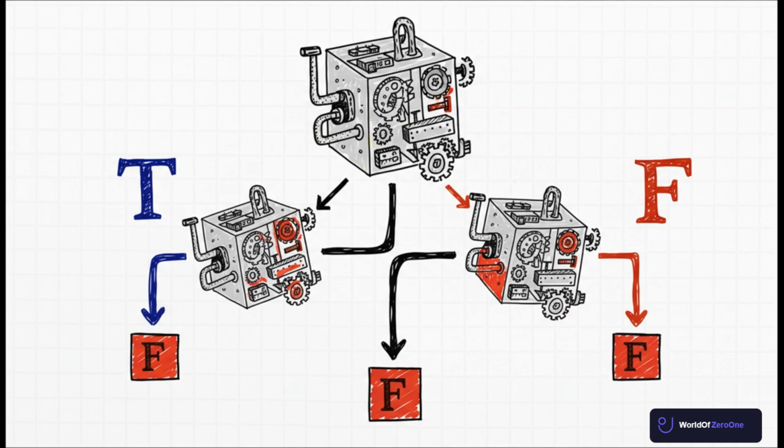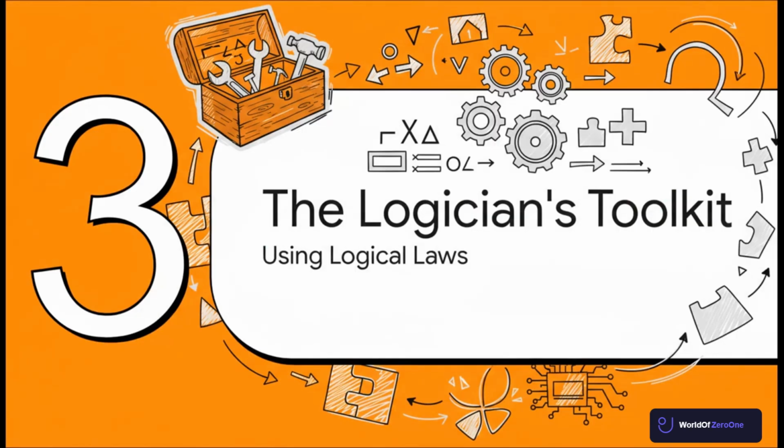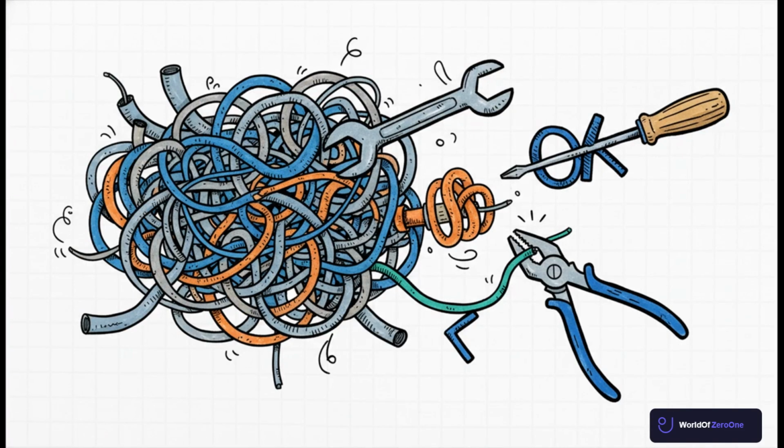So much faster. But what if we could solve it even faster? What if we didn't have to test any cases at all? For that, we need to open up what I like to call the logician's toolkit and learn how to manipulate these expressions directly using a few really powerful logical laws. And the key here is to stop thinking of these as abstract, boring rules you have to memorize from a textbook. Think of them as tools, like a wrench or a screwdriver.